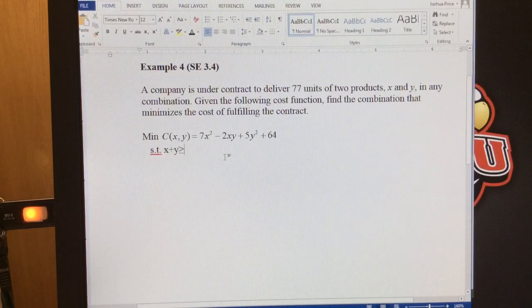Such that X plus Y is greater or equal to 77. Because that's our constraint. So now that we've written this out, all we need to do is insert this into Solver, and it'll go quite quickly as to what we need to do.